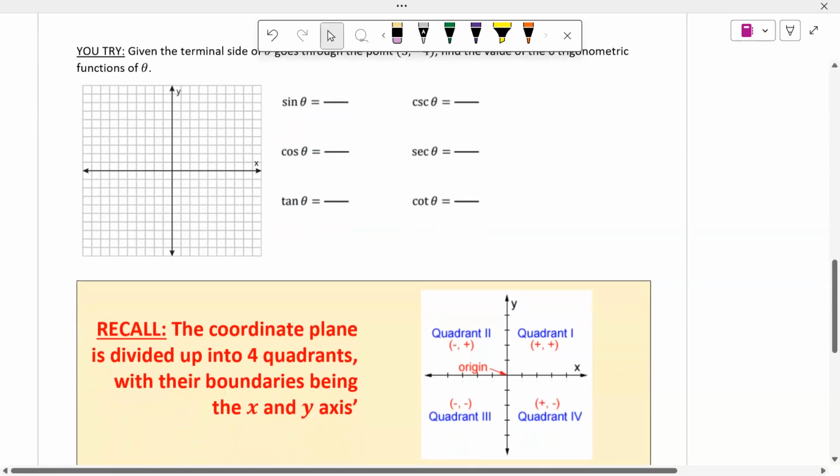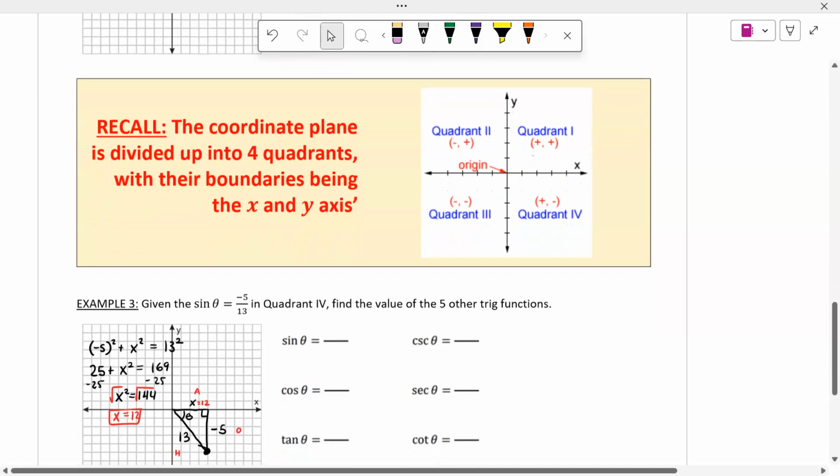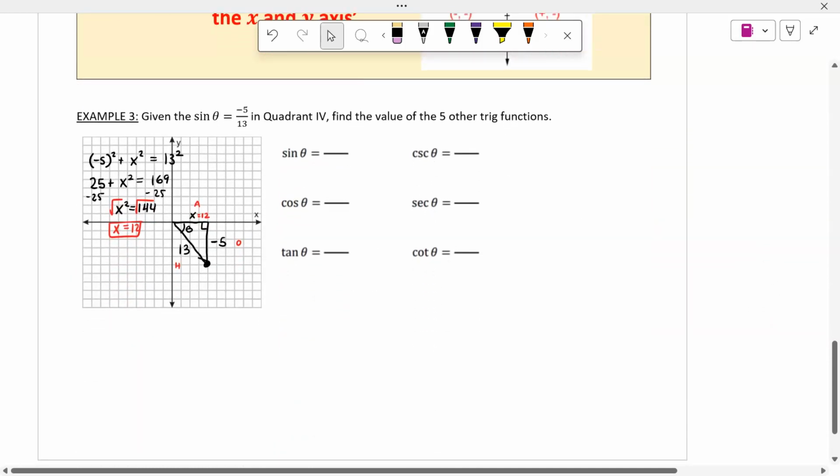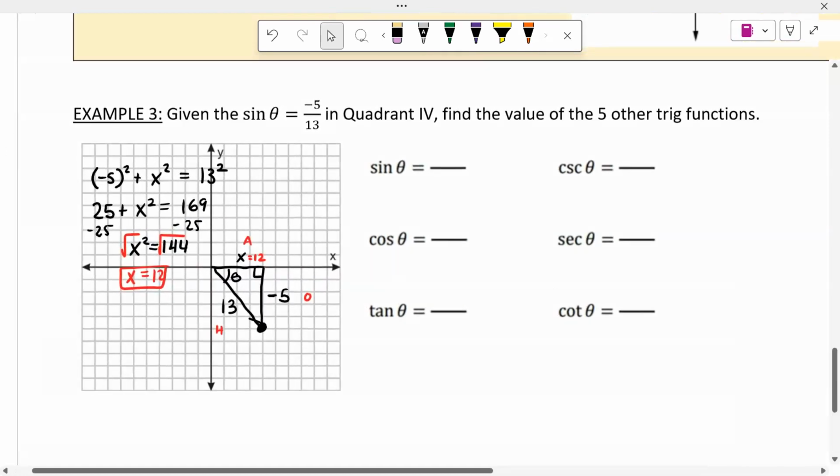Okay, hopefully you got a chance to actually try that problem. We're actually going to skip down again because of time here. I don't want the video to go too long. And let's talk about example 3, which as you can see, I kind of already started.